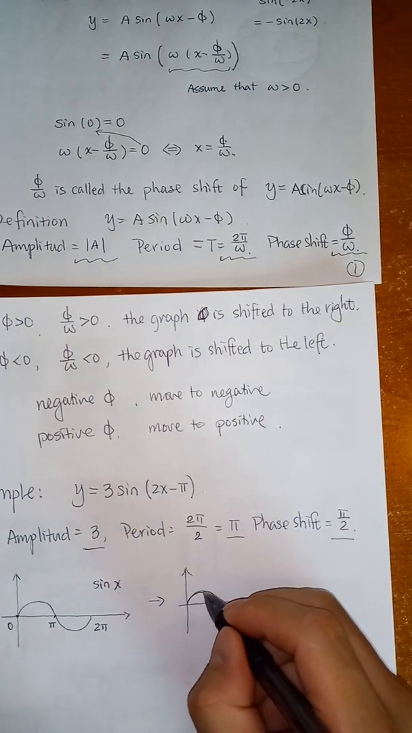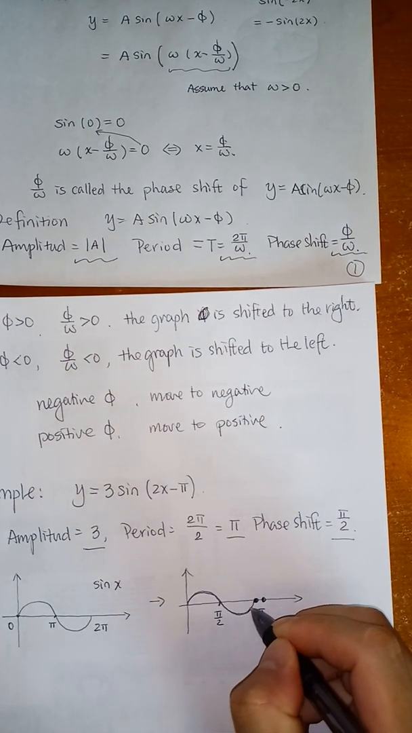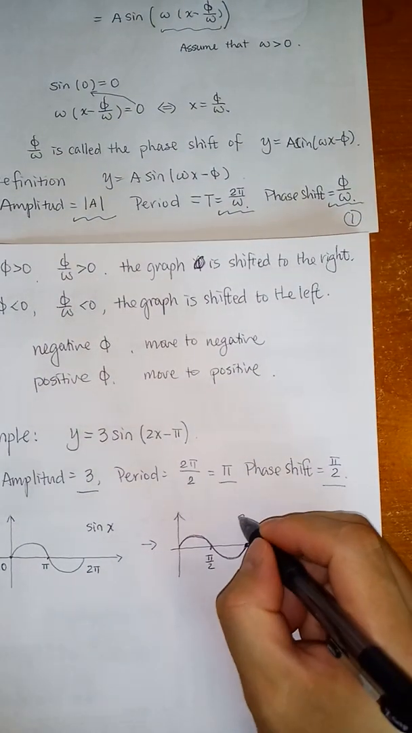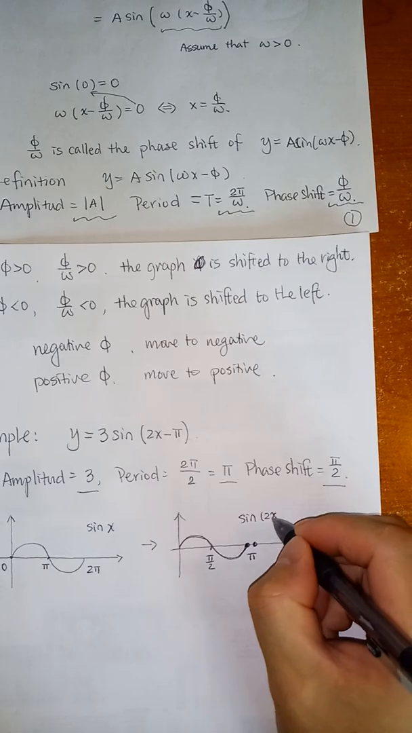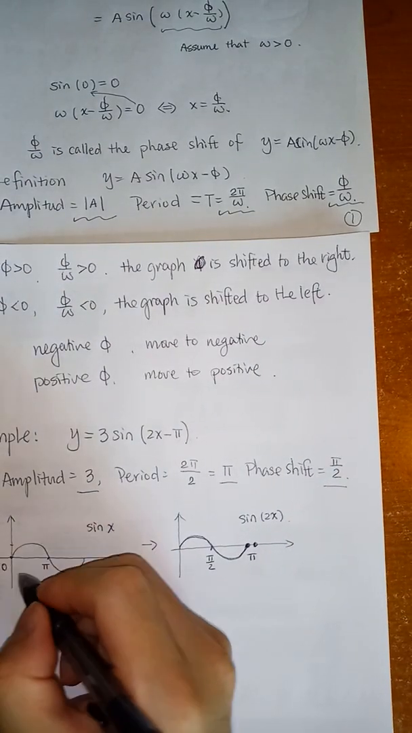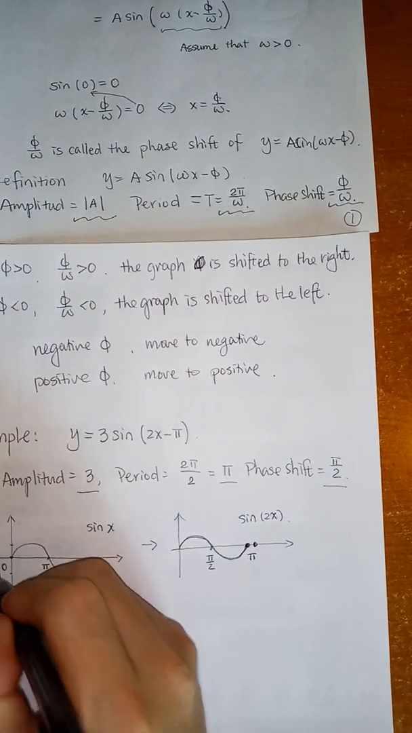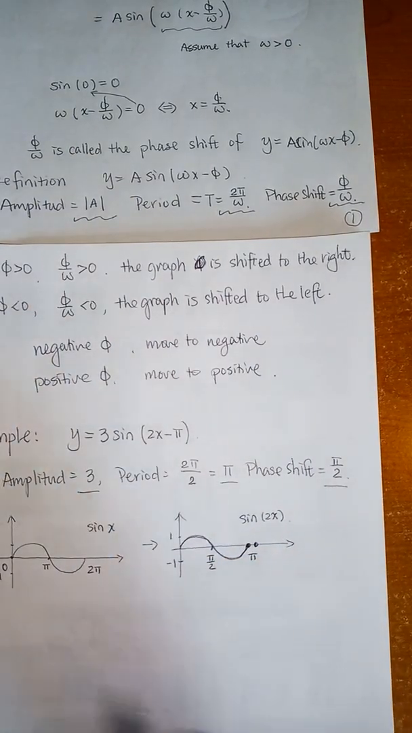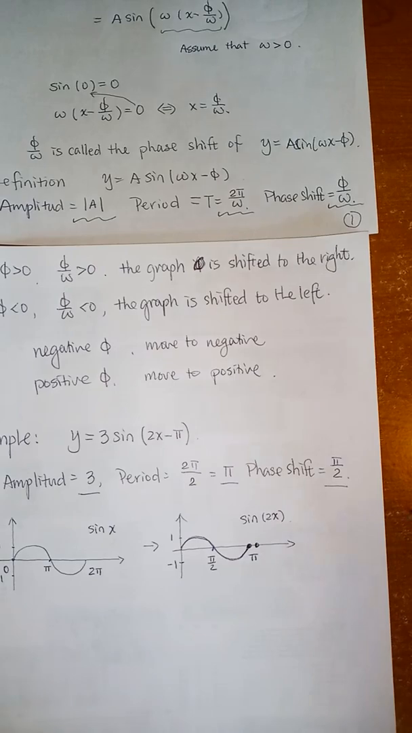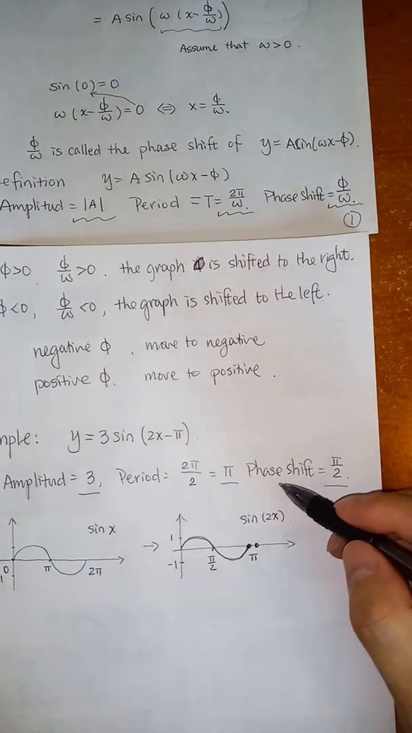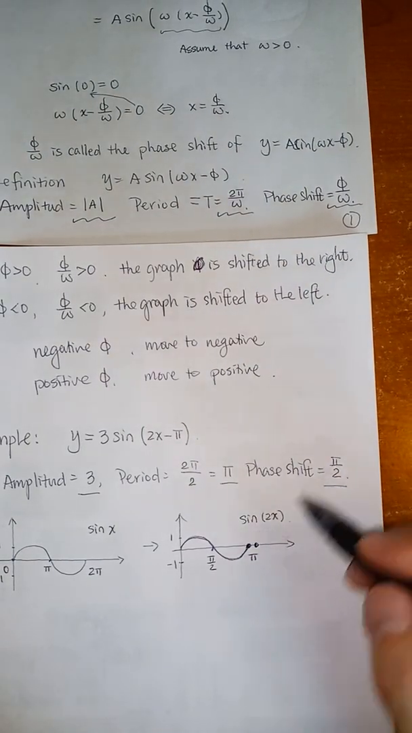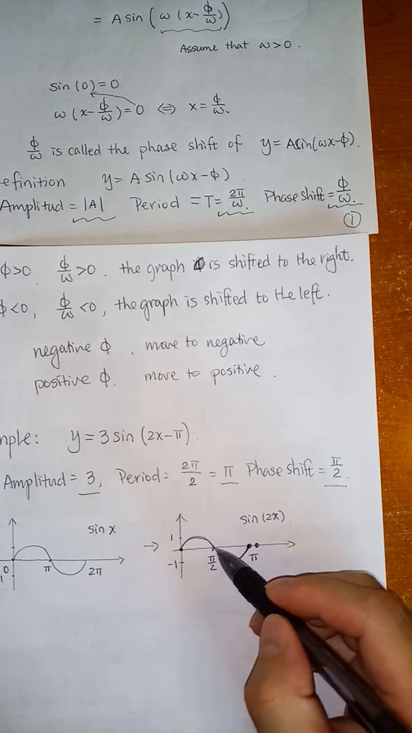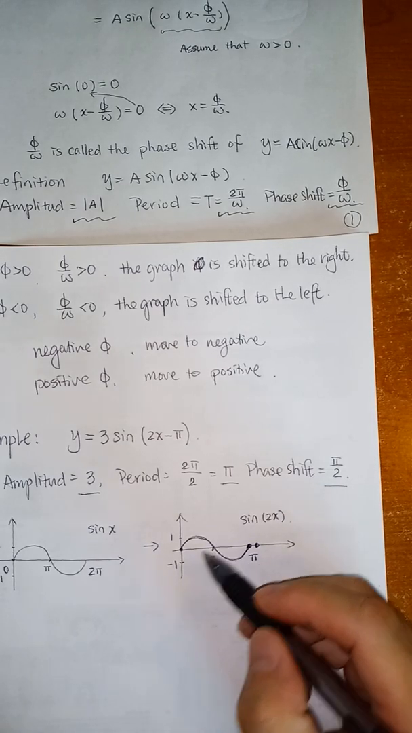Okay. See? So this is sine 2x. This is 1, this is negative 1. So the same one, the 1 and negative 1. And third, you have this shift. Phase shift is pi over 2. So it means instead of starting the graph from 0, you're going to start the graph from pi over 2.